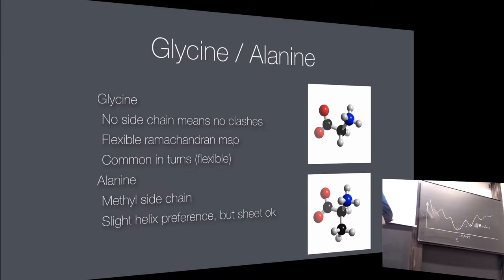We can draw these amino acids any possible way. I already mentioned that glycine is super flexible. Alanine is also fairly flexible. It just has a CH3 group at the end. And alanine can go either way. It's okay to be in helices, but sheets are also okay. Glycine, on the other hand, hates to be in helices and sheets. Why? It's small. It doesn't have any side chain. Why should glycine hate being in secondary structures?